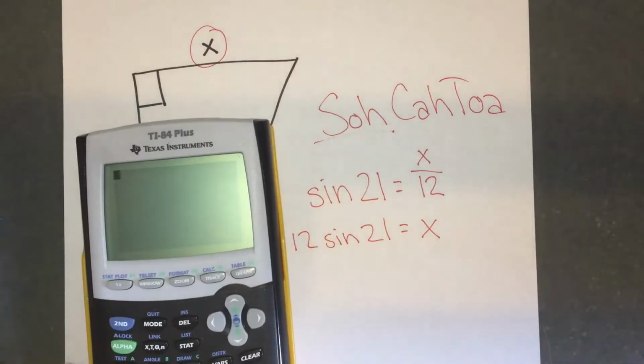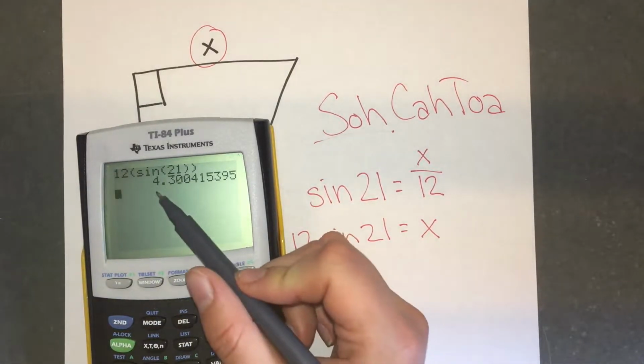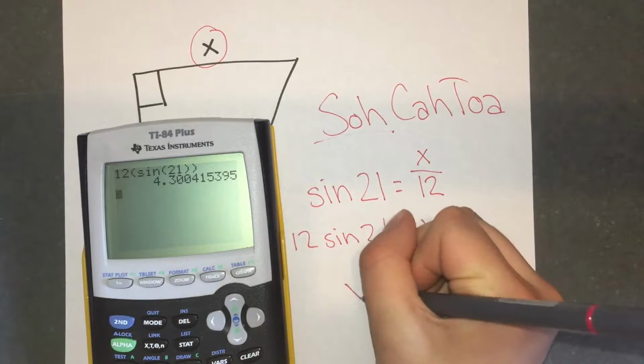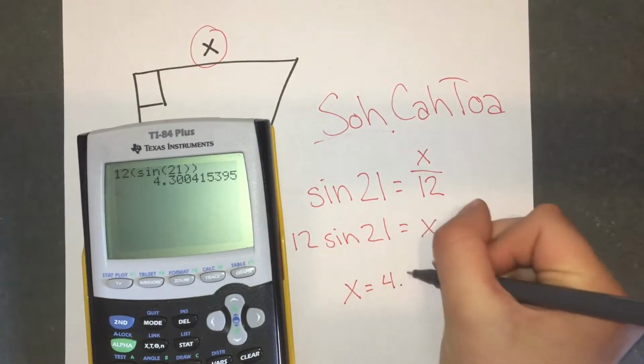So, to find the answer, we put 12 times sine of 21, make sure you close the parentheses, and then you press equal. And then you get about 4.3. So x equals about 4.3.